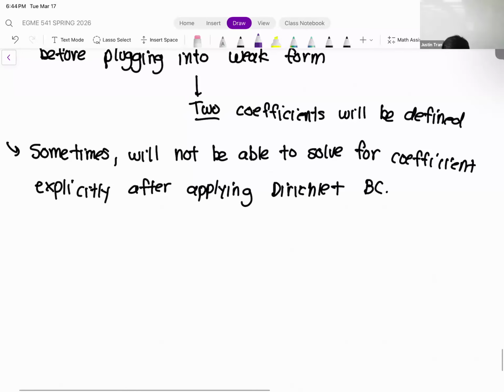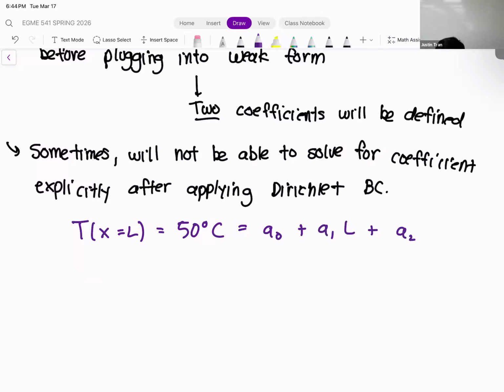And so, let's say, for instance, that our Dirichlet boundary condition was instead on the opposite side of the domain. So we have T at x equal to L is, let's say, equal to 50, okay? So that's not for this problem, so don't apply that here. But then if you plug that into your assumed form, we have A0 plus A1 times L plus A2 times L squared. Okay.